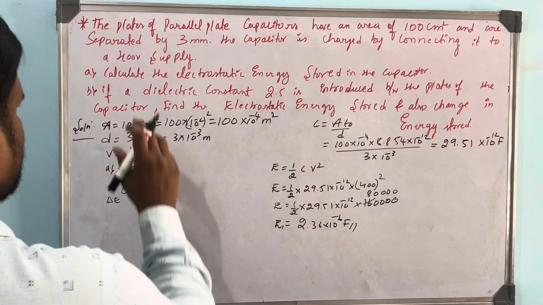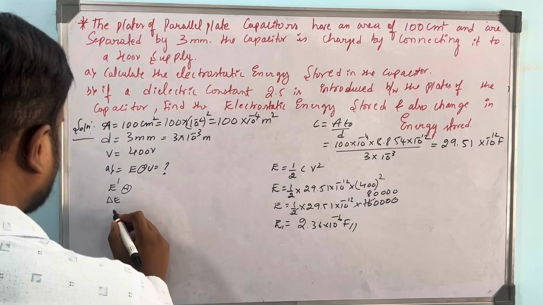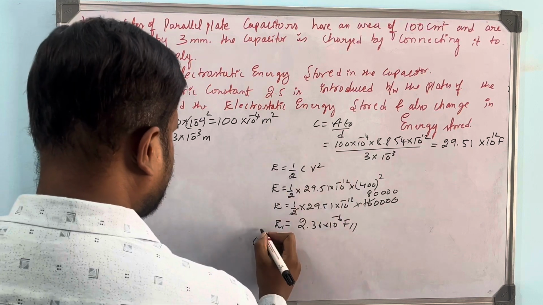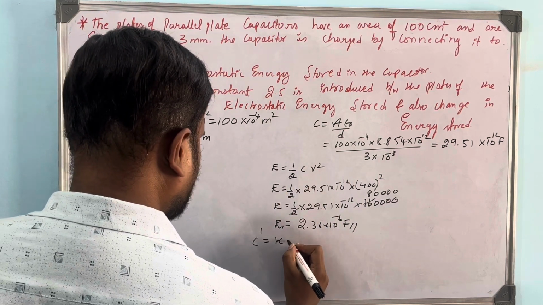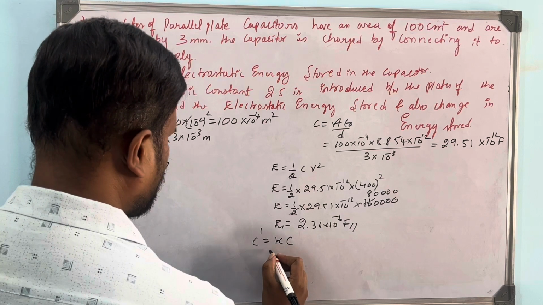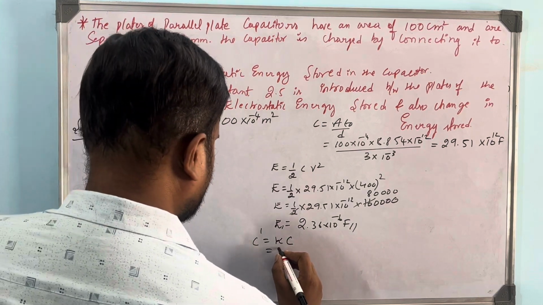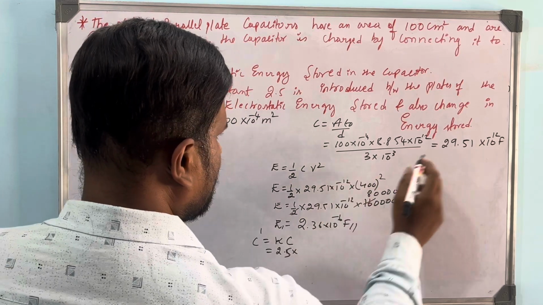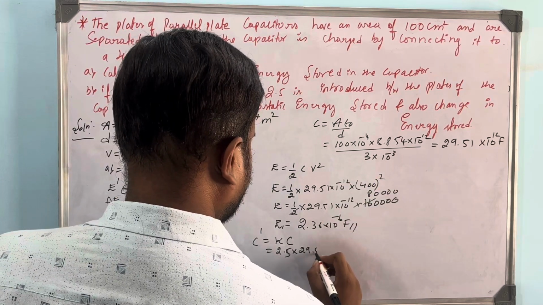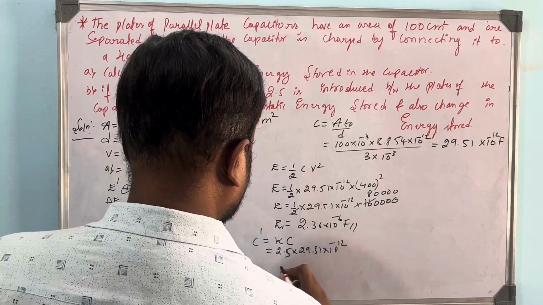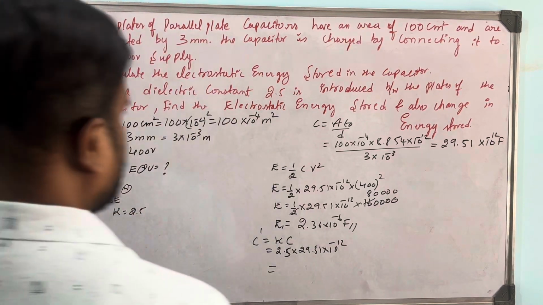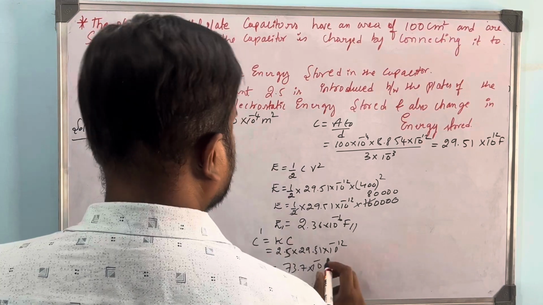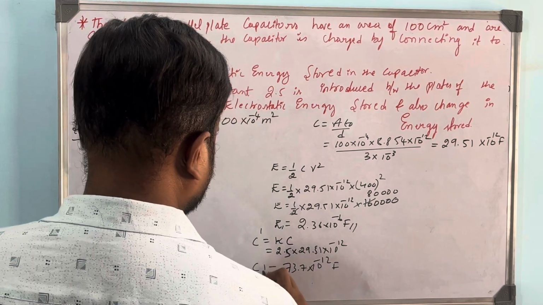Now the second question. The K value they have given, the dielectric constant, is 2.5. So C dash becomes the dielectric constant times C. K value is 2.5 into C, and the C value is 29.51 into 10 to the power of minus 12. If you simplify this, you will get 73.7 into 10 to the power of minus 12 farad. This one is the C dash value.